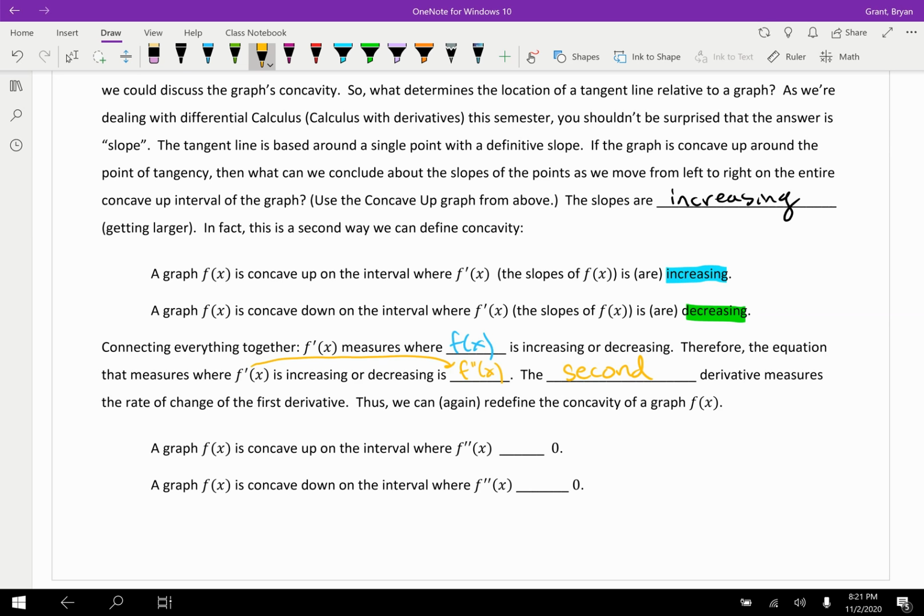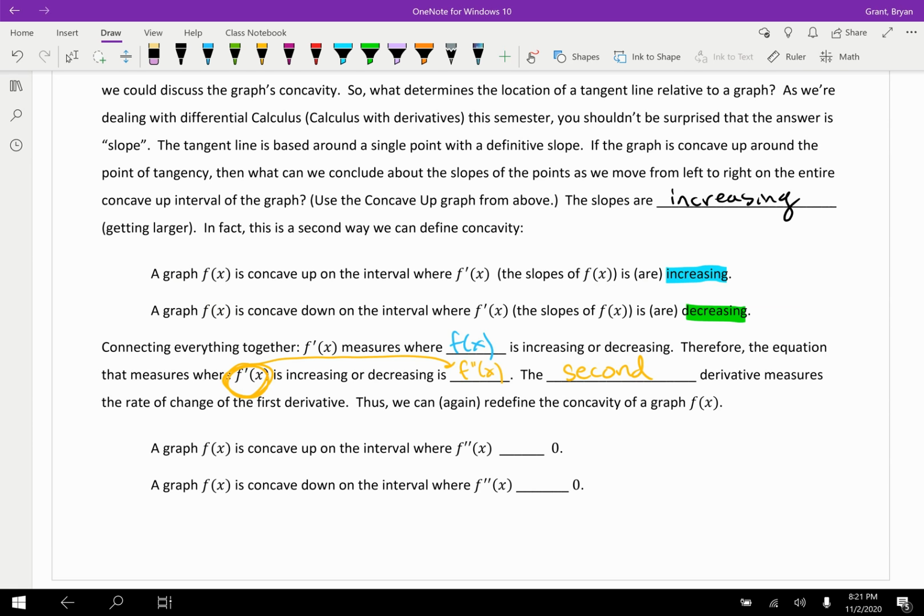It's telling us, are the values of the first derivative, which, this is a little tough to keep straight, which are the slopes of f of x, increasing or decreasing? And that's actually really what we need to know, because a graph is concave up where f prime of x is increasing. And now we have a way to measure if f prime is increasing. Look at f double prime.